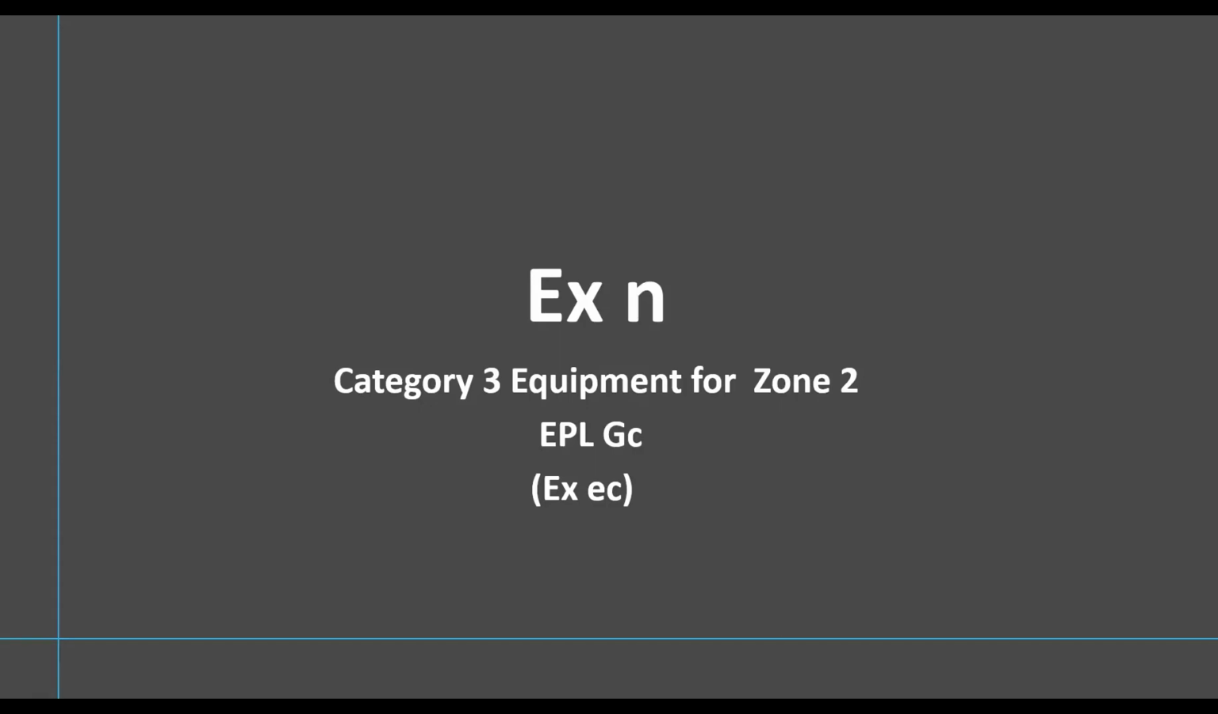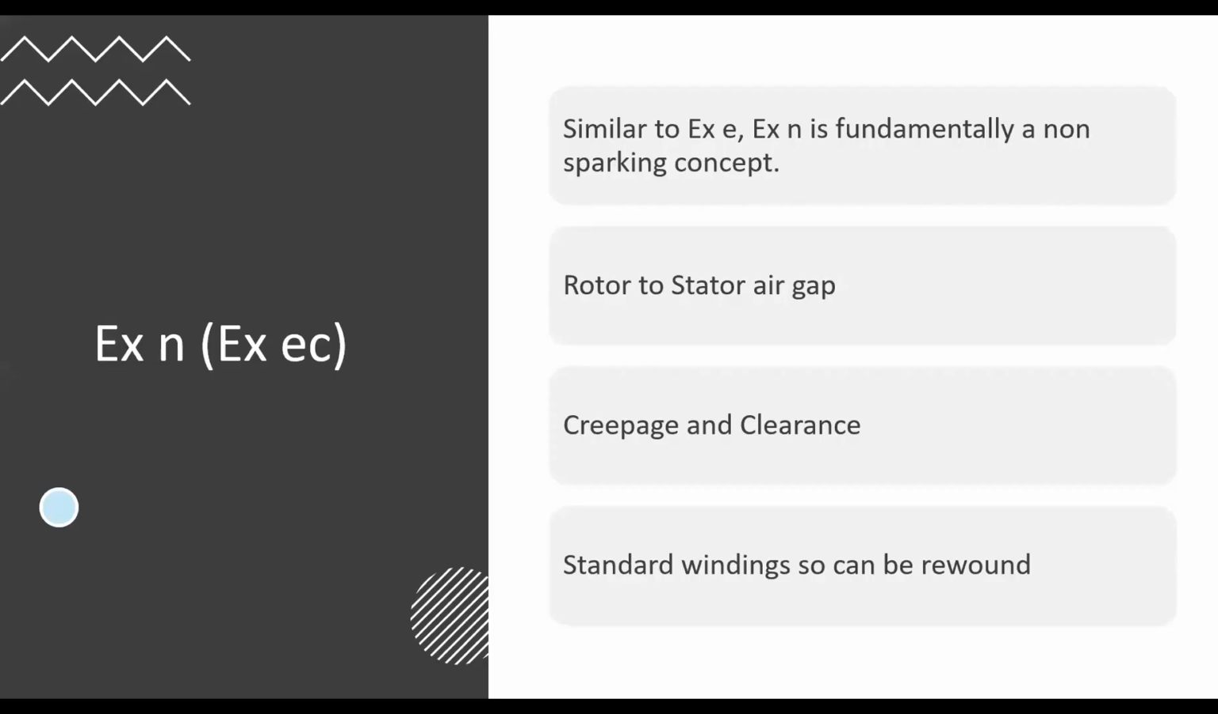I can see lots of questions and problems in the coming months and years. People saying, "Oh, we can't rewind this, it's an EXE." If it's an EXEC, you can. If it's an EXEB, you cannot, or you shouldn't, without the manufacturer's help. So it's similar to EXE. EXN is fundamentally a non-sparking concept. Again, the rotor to stator air gap needs to be looked at and checked because it's non-sparking. Same as the creepage and clearance needs to be looked at because it's non-sparking. But there are standard windings in this piece of equipment, so it can be rewound.